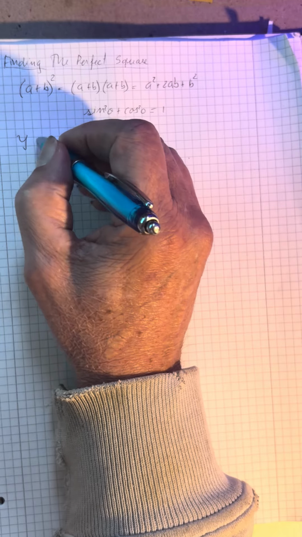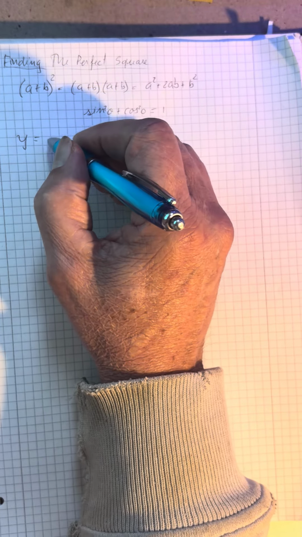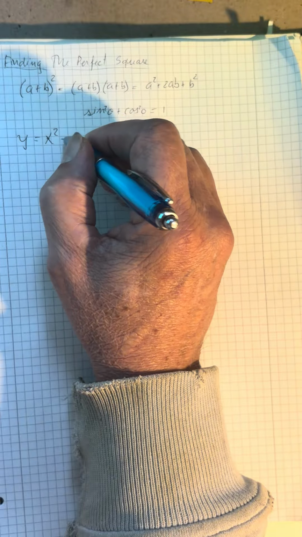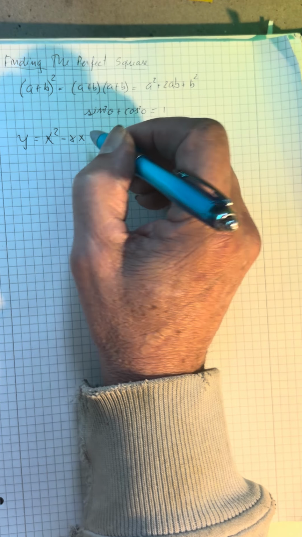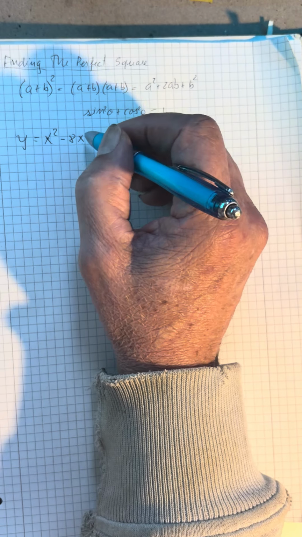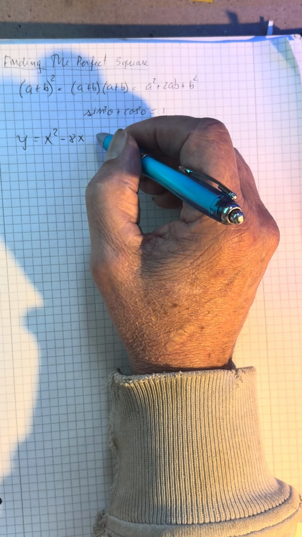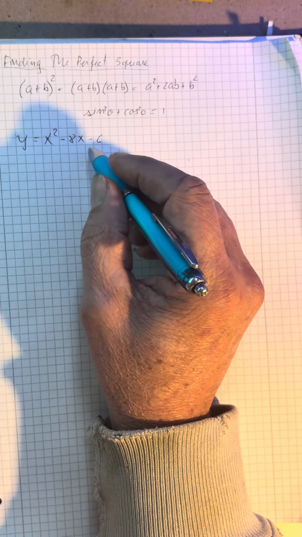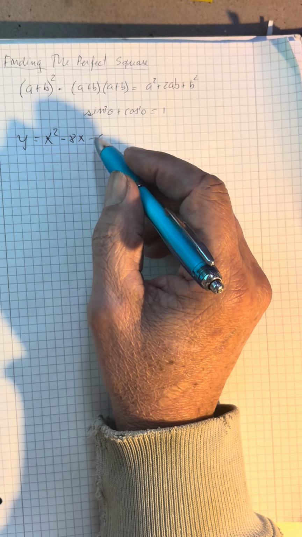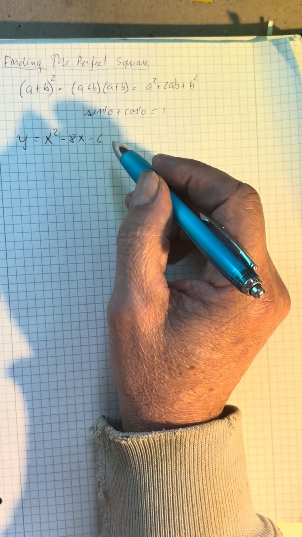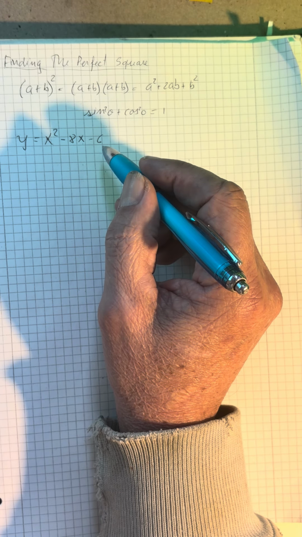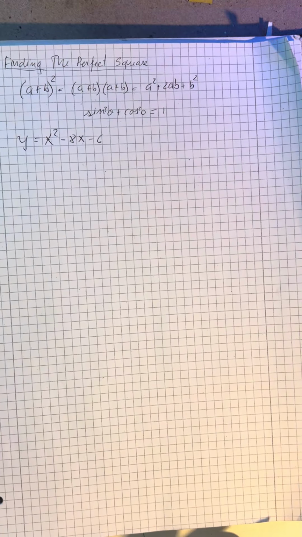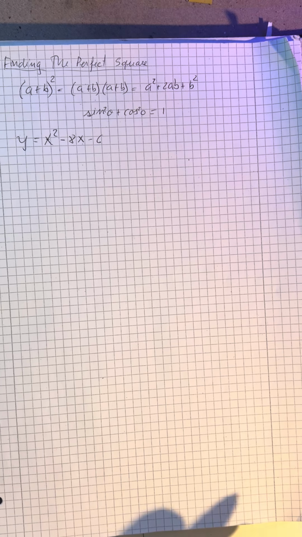We're going to use y equals x squared minus 8x minus 6. If we try to, let's say, find the factors, something is speaking.